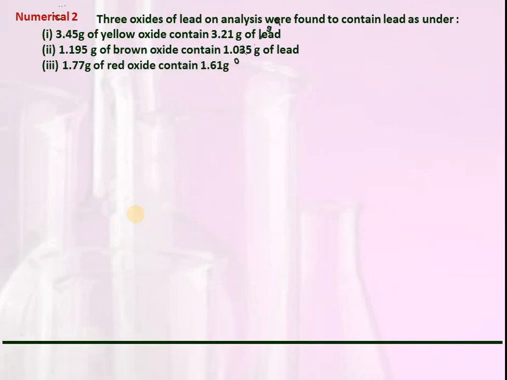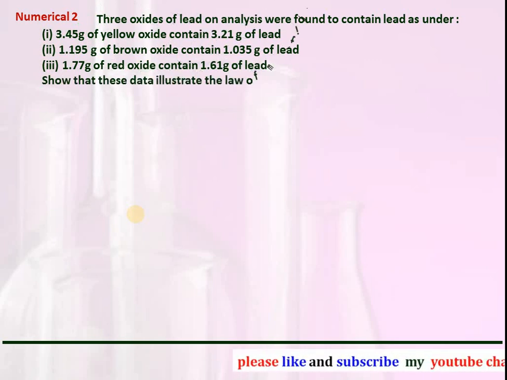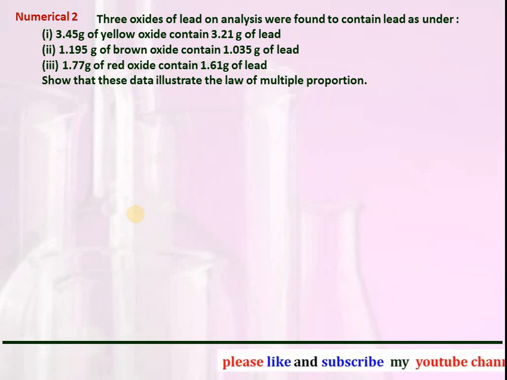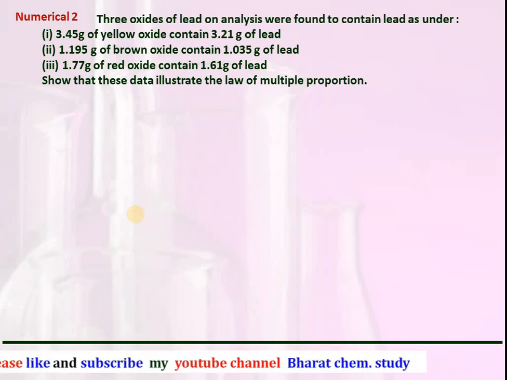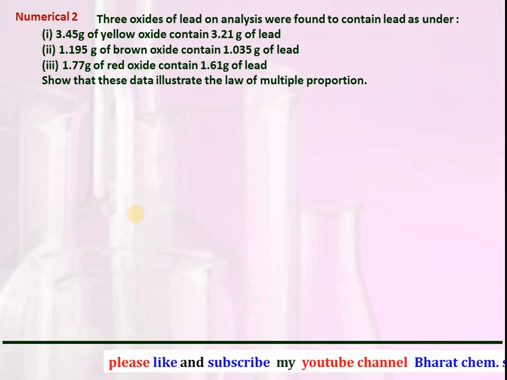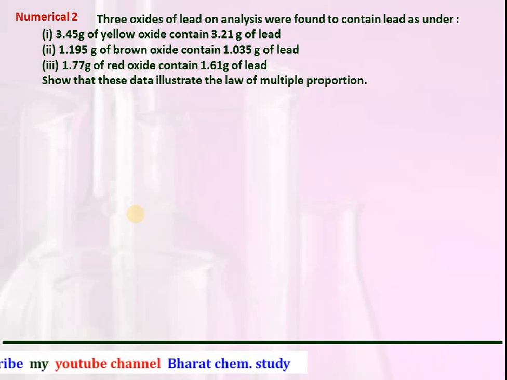Three oxides of lead are analyzed and found to contain lead as under: 3.45 gram of yellow oxide contain 3.21 gram of lead, 1.195 gram of brown oxide contain 1.035 gram of lead, 1.77 gram of red oxide contain 1.61 gram of lead. Show that the given data illustrate the law of multiple proportion.